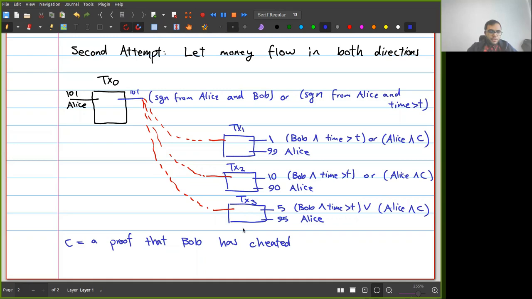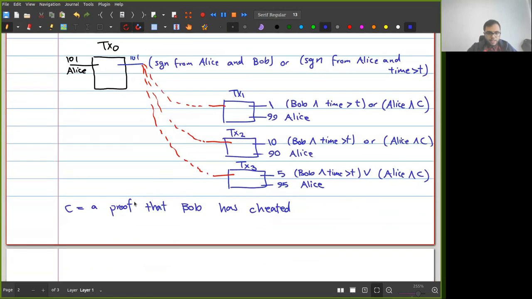But now the question is, of course, how do I create proofs like this? So let's say Bob has actually cheated. How can I prove that? Well, what does it mean to say that Bob has cheated? If we want to be very specific here, what is the cheating that I'm talking about? I mean that Bob has published some transaction that was not the last transaction. So he published transaction I, but there is a transaction J, where J is greater than I.